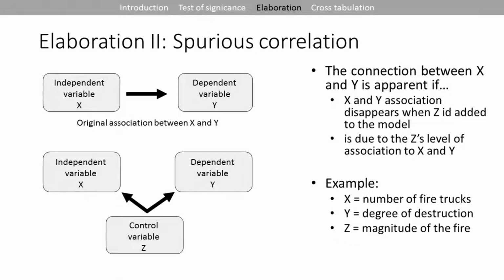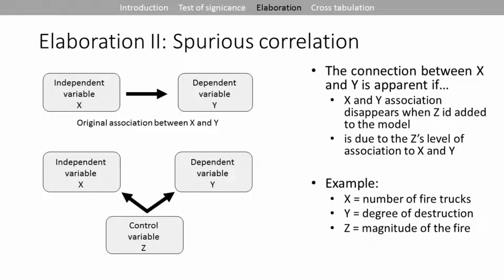And the second part of the elaboration is spurious correlation. Again, we have the original association here, where the independent variable x has an association with the dependent variable y. This is the original idea of the association logic. But now we are introducing into the model the control variable z, which has links towards the dependent variable y and the independent variable x.